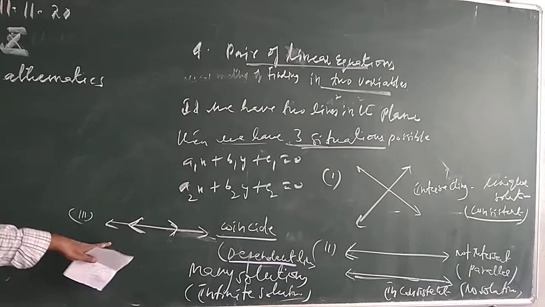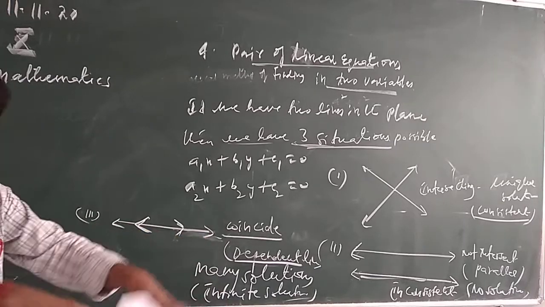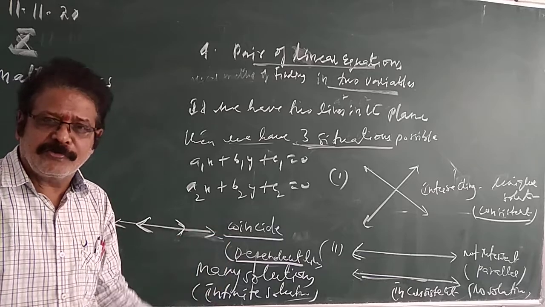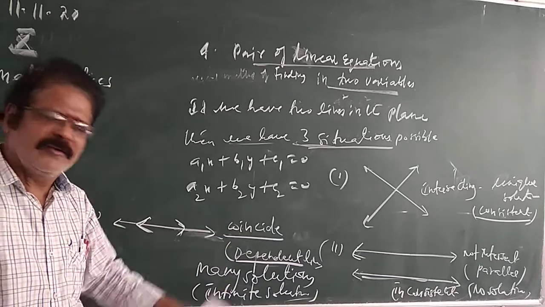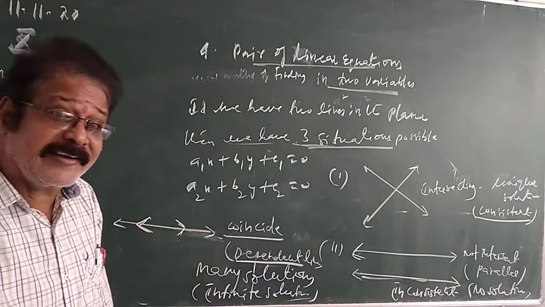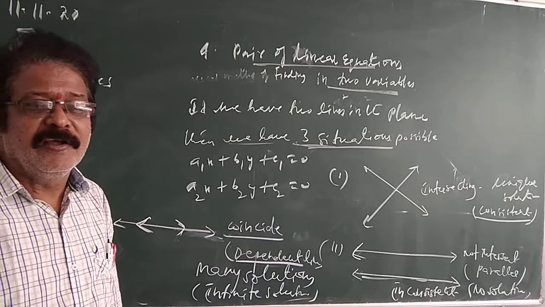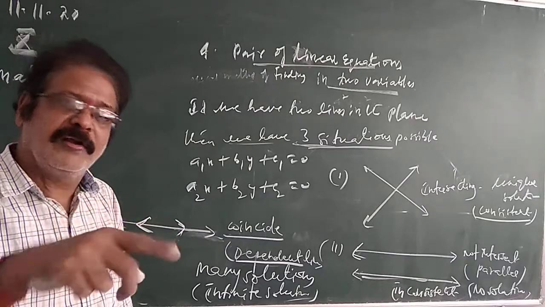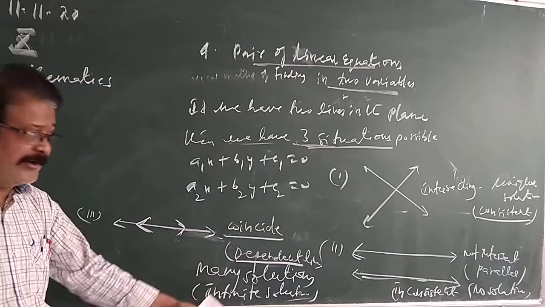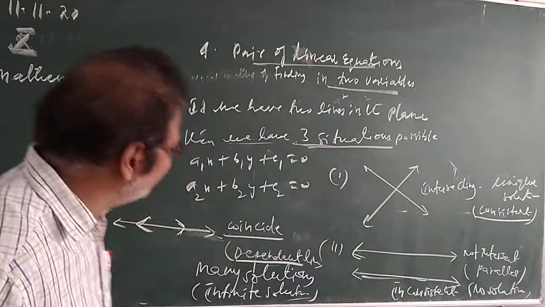Come to the third possibility, when they overlap. Overlap means one over the other, coincident lines. When they coincide, they have many solutions. Many means infinite solutions. If they have a solution, whether one or many, they are called consistent. Intersecting lines are consistent and coincident lines are consistent because they have a solution. Intersecting means a unique solution, only one solution. Coincident lines mean many solutions, so consistent. Parallel lines mean no solution. They are inconsistent lines.